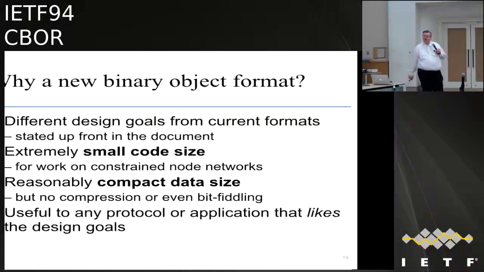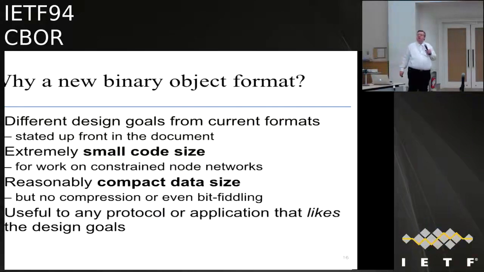So the data size was supposed to be compact, but not with extensive bit fiddling, which would have increased the code size again, but just with a very natural mapping between the internal representation types and the interchange types.